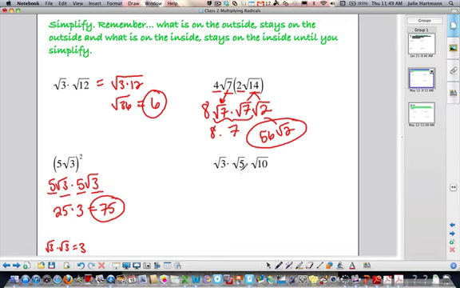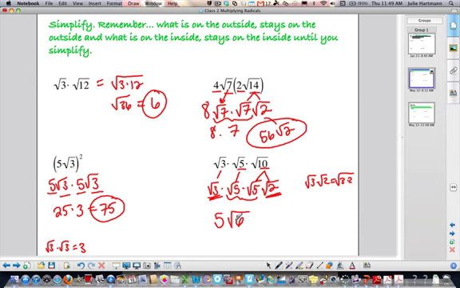Next one, root 3 times root 5 times root 10. You can multiply everything there. You can also think, okay, I have a 5. I know that 5 goes into 10. So let's bring down the root 3, bring down the root 5, and then 10, let's split 10 into 5 times 2. So root 5 times root 2. What is root 5 times root 5? 5. And then root 3 times root 2, right? Root 3 times root 2 is root 3 times 2, which is root 6. Okay. And that's how you simplify.